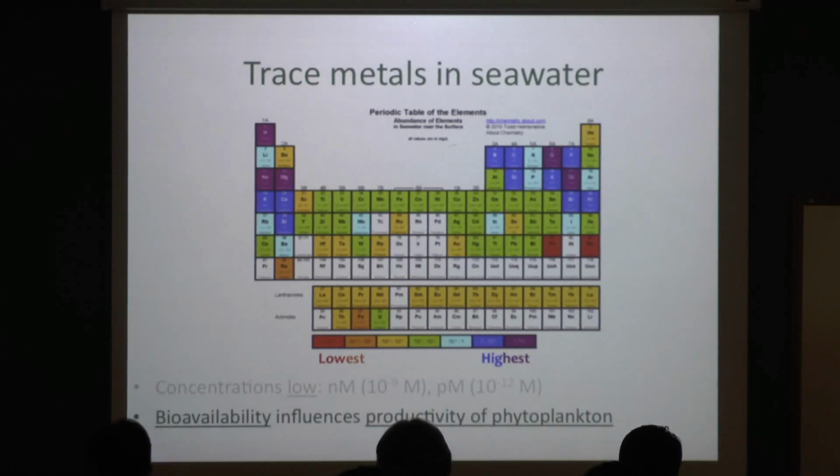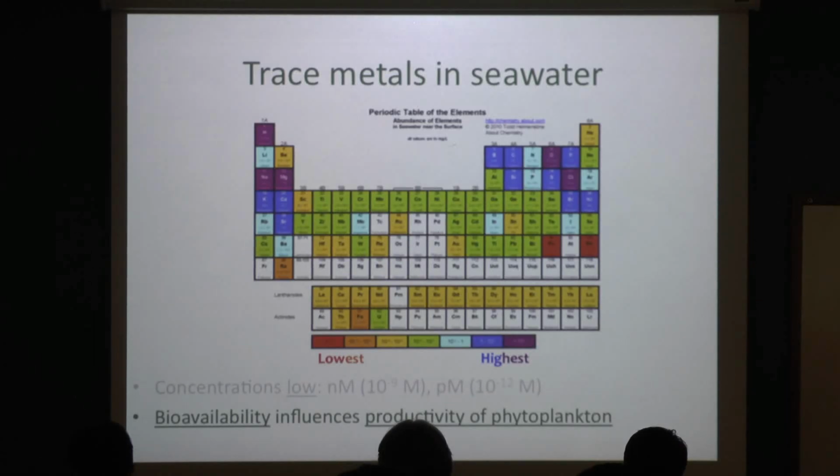And these elements are important because their bioavailability, the amount of the element that is available to the biological organisms in the ocean, actually governs how productive the oceans are. And so they have the most influence on the smallest organisms, which are the phytoplankton. These are the plant-like base of the food web.